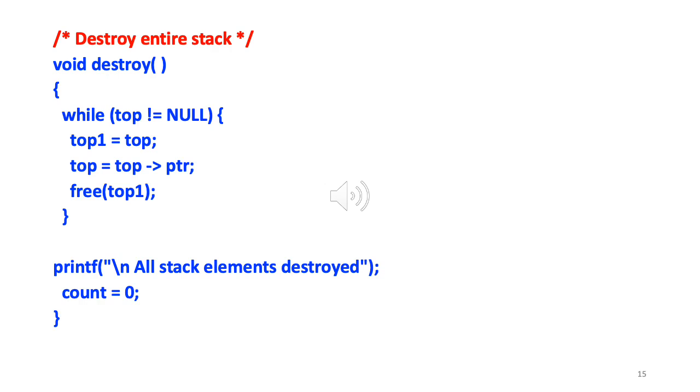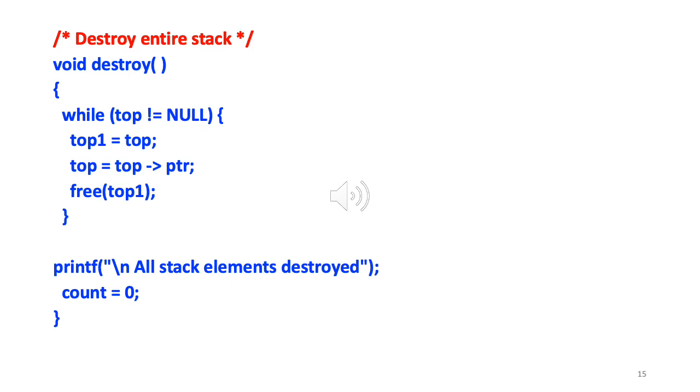Because when we call free, we have to call it with the appropriate pointer. So free the block of memory being pointed to by this pointer. Okay, so we'll use top1 for that. We can't use free top because top has to point to the next element in the stack. Okay, so we still need that top. So what you do is top1 is equal to top, right?